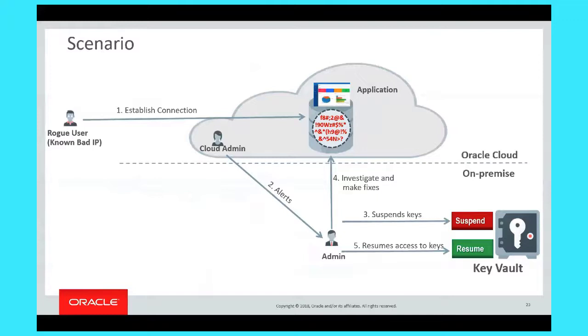Something happens. It really doesn't matter what it is, but you as the cloud admin determine that something is going on in that cloud service and you want to suspend access to that database. As the Key Vault admin, you're going to go into Key Vault, you're going to get the key for that database, and you're just going to click suspend. Immediately, that key is no longer available if the database asks for it.